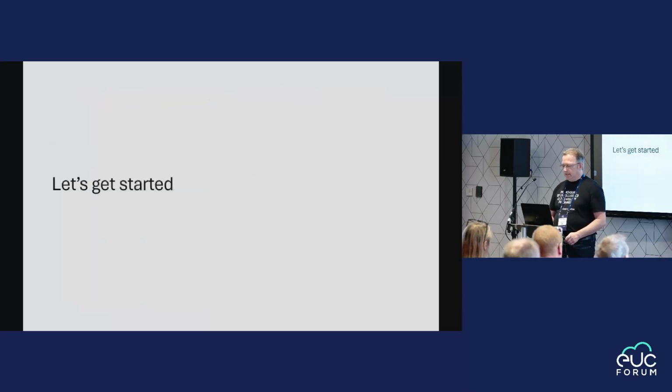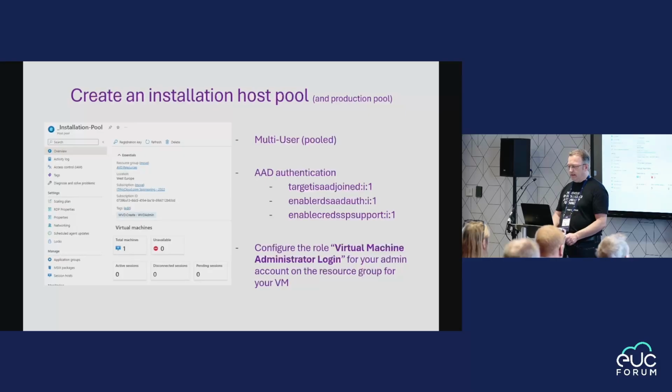So if we get started, what I basically do first, and one time, is creating the installation host pool. I do that in the Azure portal. There are only a few things I have to keep in mind while I do that: Entra ID-only, so not part of an Active Directory or a hybrid join. I have to configure some settings for the AAD Entra authentication so that I can log in. And I also will add my admin user in the Virtual Machine Administrator Login role so that I can log in with AAD to this virtual machine to do some debugging afterwards.